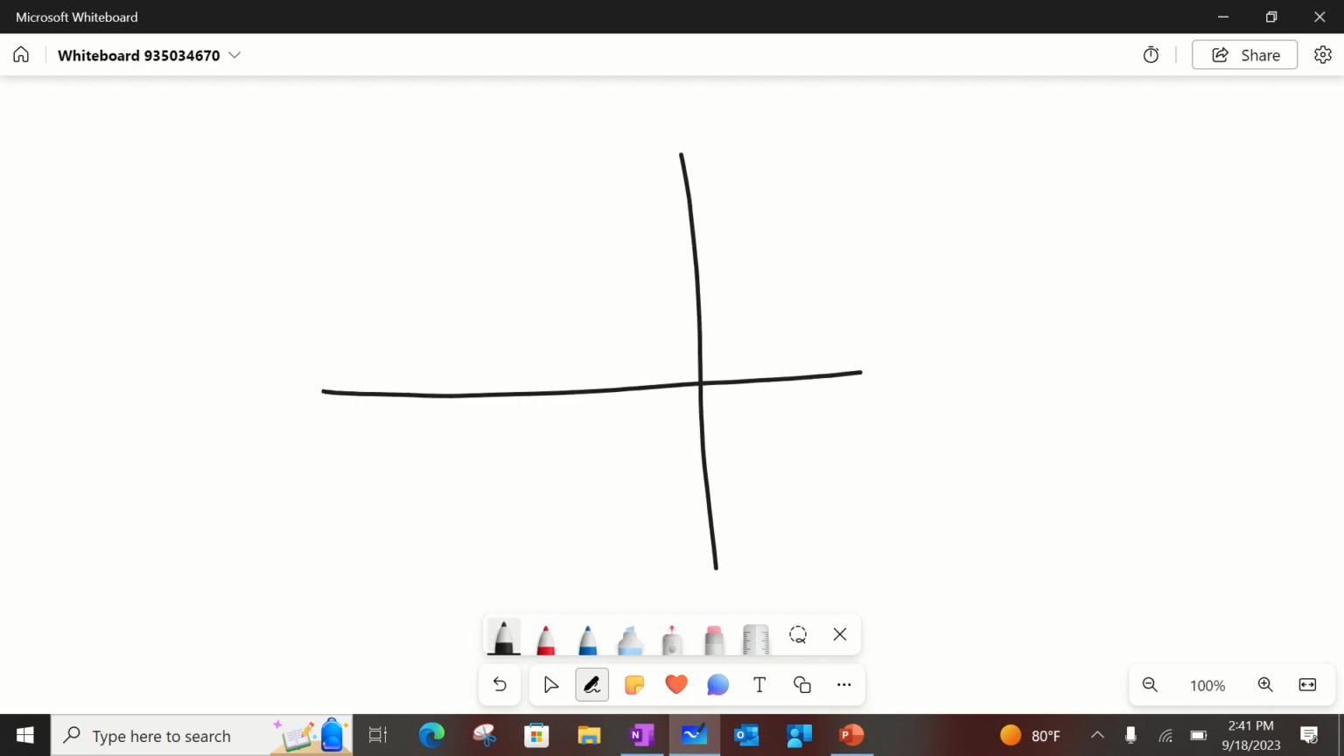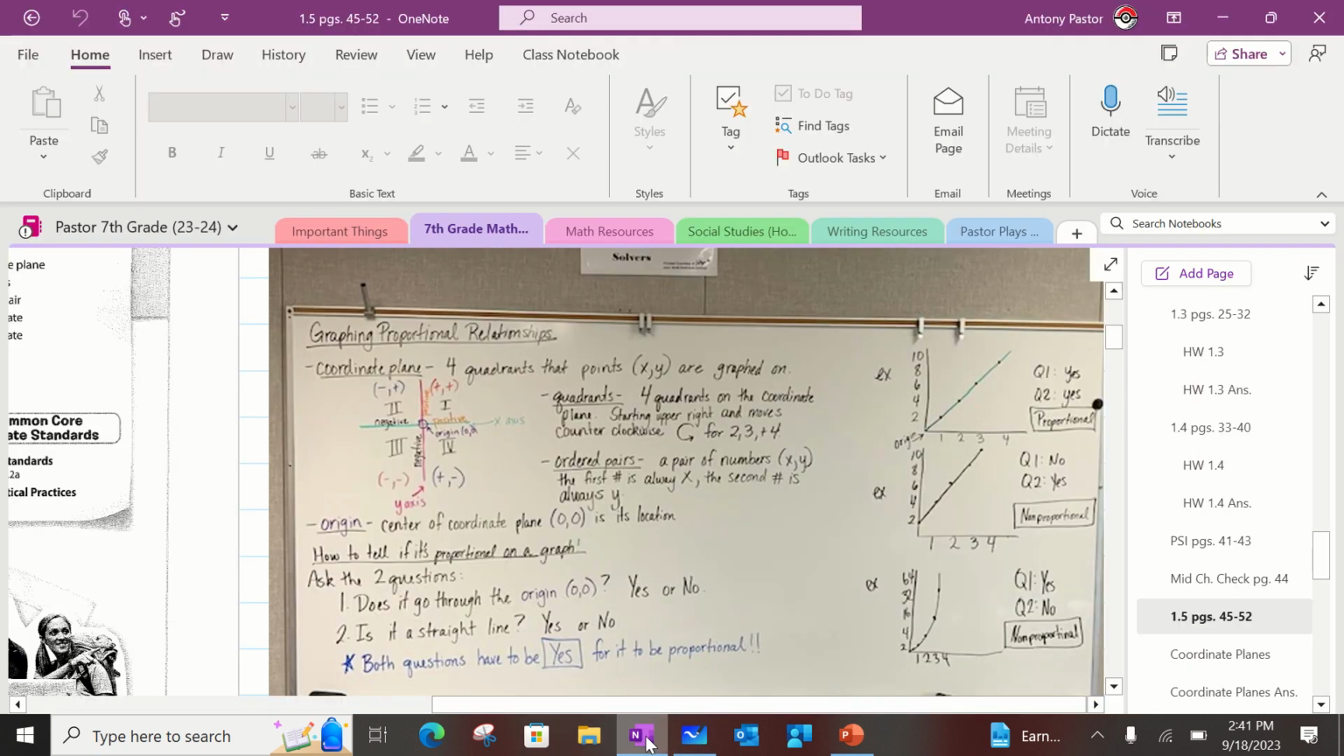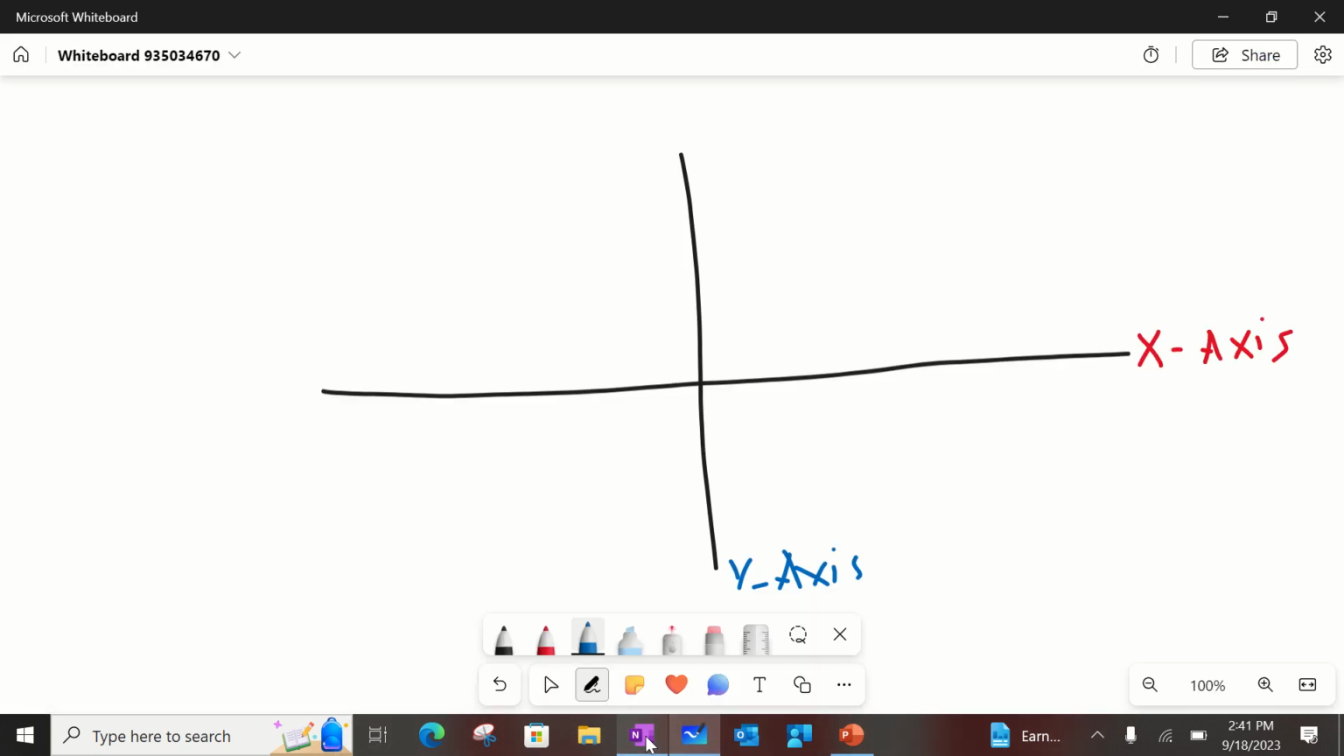So again, a graph is made up of two lines. The two lines are the x-axis and the y-axis. Now, we have sections that are called quadrants. Quadrants are based on an ordered pair. So again, an ordered pair are two sets of numbers like 1 and 2.